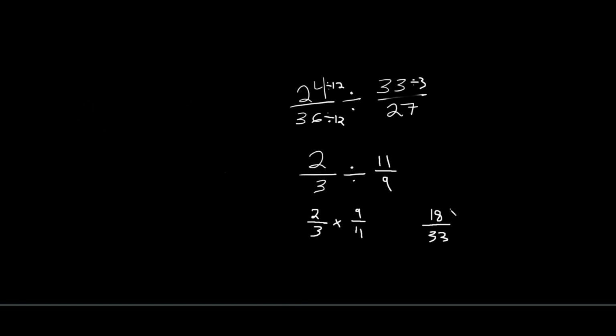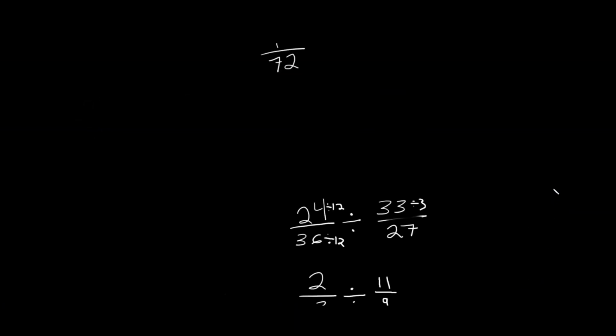So we're going to divide this by 3 again, divide this by 3 again, and then divide this one by 3. Divide this one by 3. And then this will turn into 6 over 11. And that is our final answer for this problem.